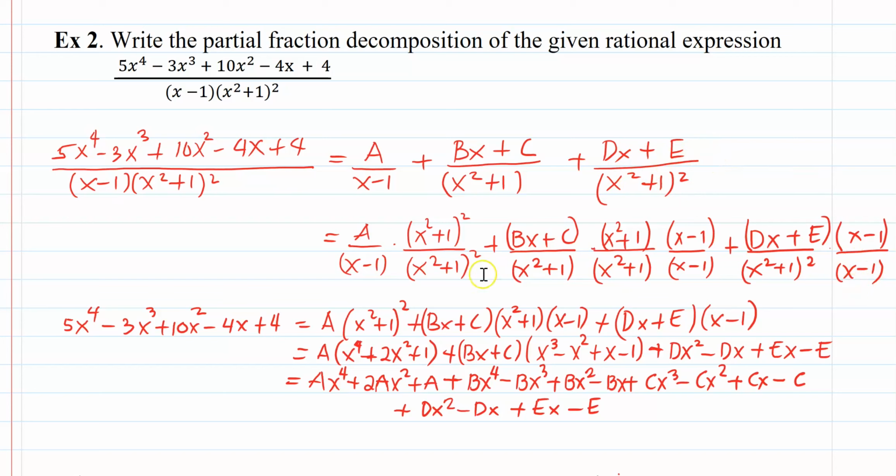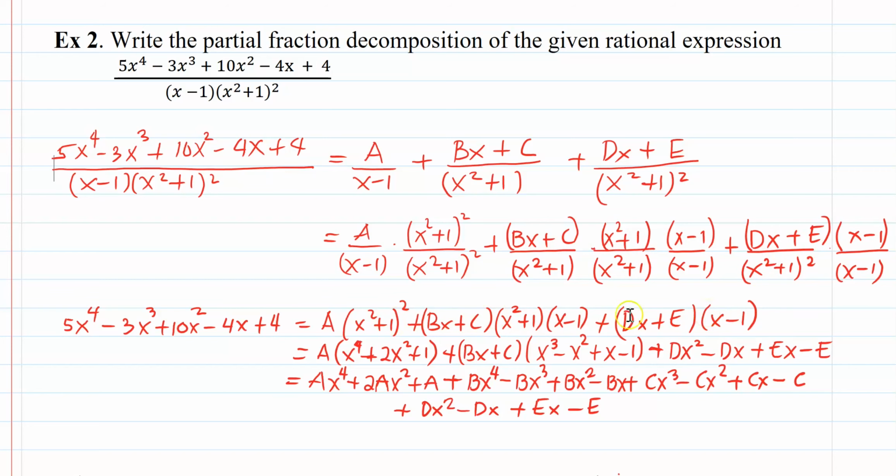Now that our denominators are equal to the denominator of the original rational expression, we can disregard the denominators and just write the numerator. On the left hand side, our numerator is 5x^4 - 3x^3 + 10x^2 - 4x + 4. On the right hand side, we have A times (x^2 + 1)^2, and then (Bx + C) times (x^2 + 1) times (x - 1), and then (Dx + E) times (x - 1).